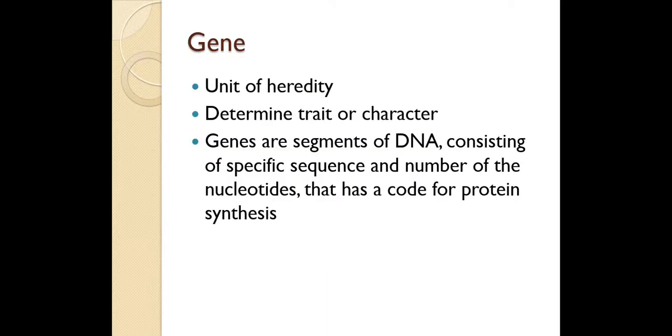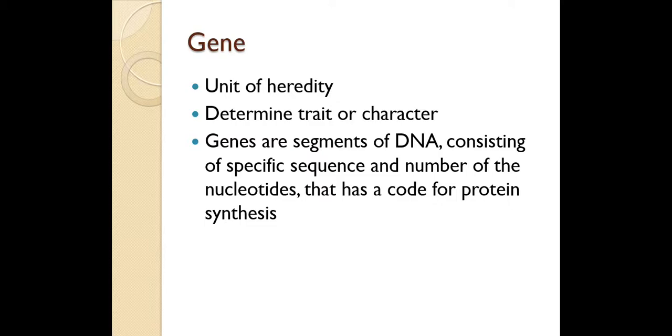Now coming toward gene. We know that chromosome is made up of DNA and protein, but the basic material is DNA, and DNA is termed as the genetic material. So DNA is the heredity material or genetic material, and the unit of heredity is called a gene. So basically DNA has different segments which are responsible for a specific type of character, and that segment of DNA is termed as a gene, which determines a trait or character.